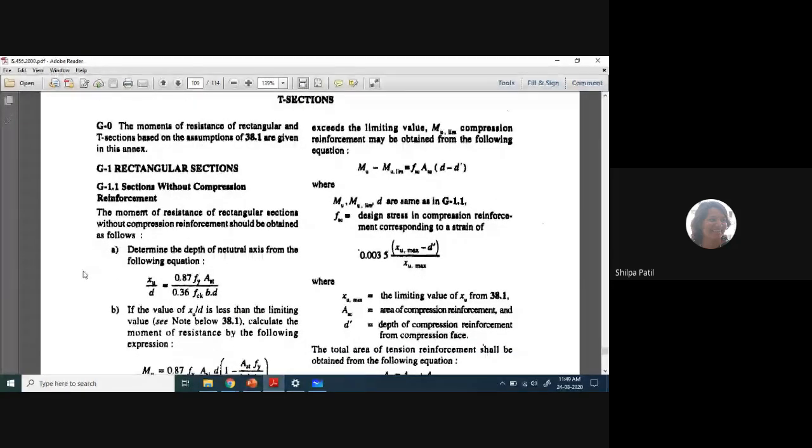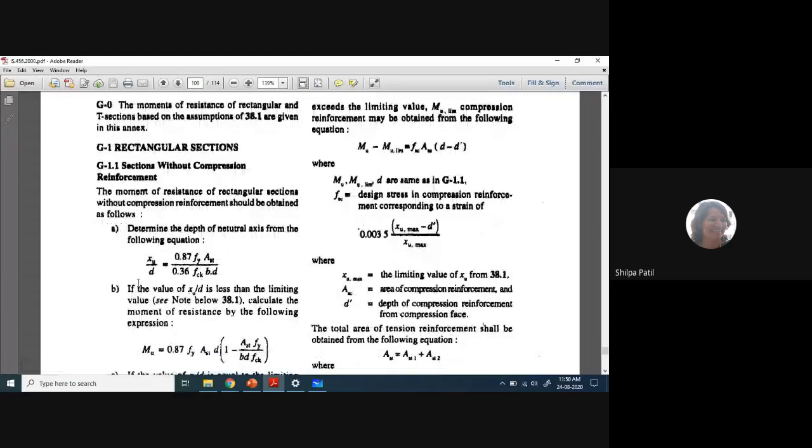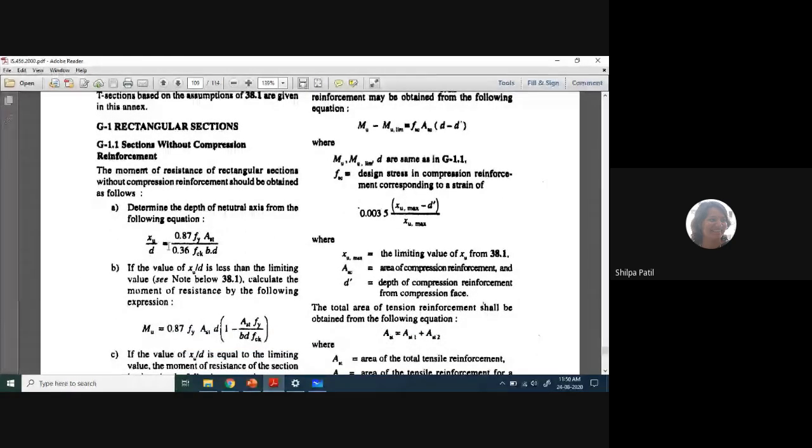Now, as I defined, a singly reinforced section is the section in which steel is provided in the tension zone only. That reinforcement is called tension reinforcement. And if you are providing reinforcement in the compression zone, it is called compression reinforcement. So the section without compression reinforcement, that is steel only in the tension zone, is singly reinforced. For a singly reinforced section, the formulas are given already here. See here, XU upon D, that is your KU, is equal to 0.87 FY AST upon 0.36 FCK B D. Or I will cancel the D from both sides and get the expression for XU.